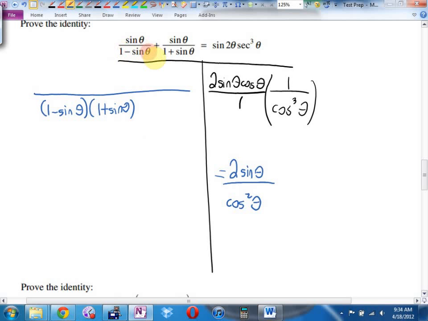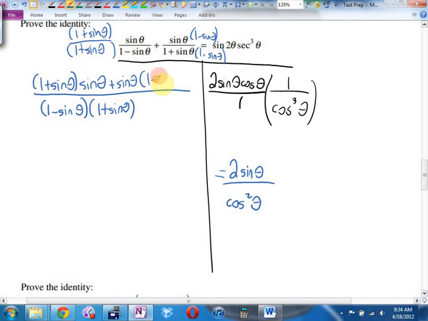How would I turn a 1 minus sine theta into a 1 minus sine theta, 1 plus sine theta? I'd multiply the top and bottom here by 1 plus sine over 1 plus sine, which would give me 1 plus sine times sine. I multiply the bottom here by 1 minus sine. The plus sine would drop down. I'd get a sine theta, 1 minus sine. So far, so good, Nicole?